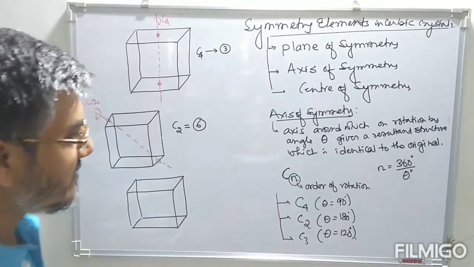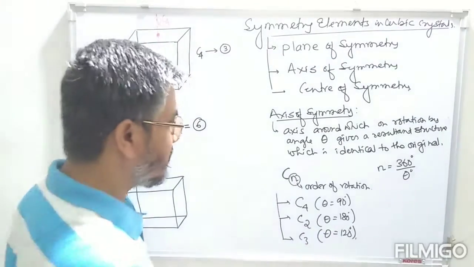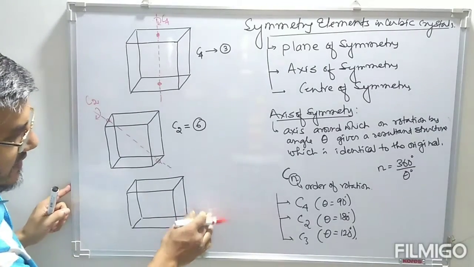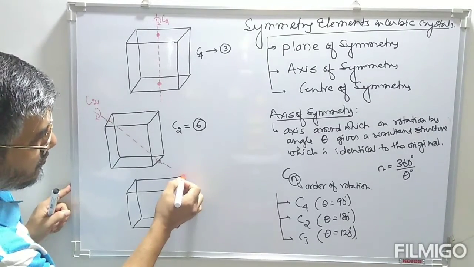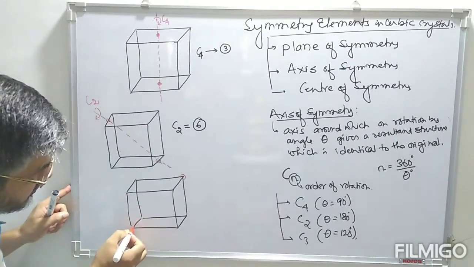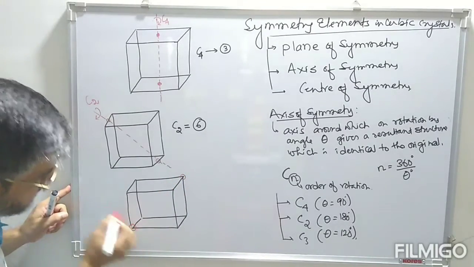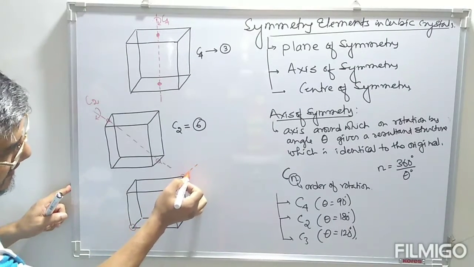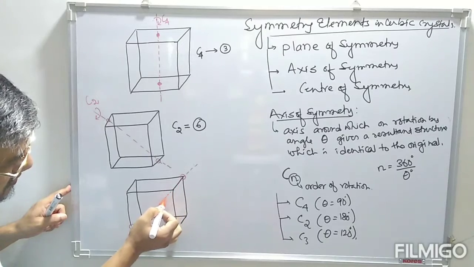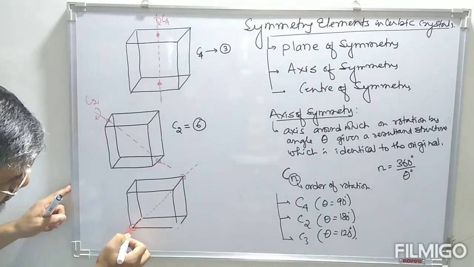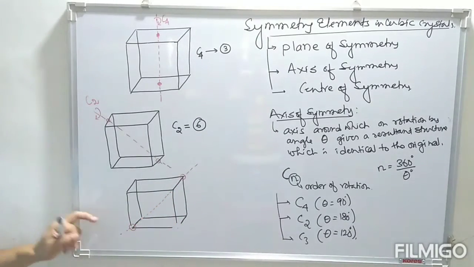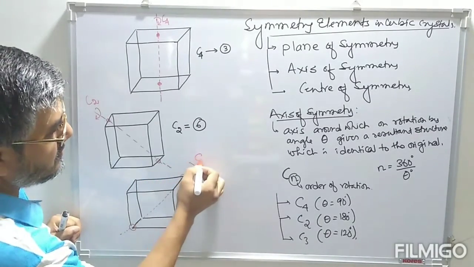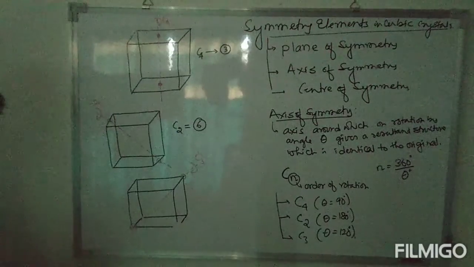The next one is C3, that is, rotation by an angle of 120 degrees. For this axis, we take the body diagonal and assume an axis passing through the body diagonal. We rotate around this, and it gives you C3.